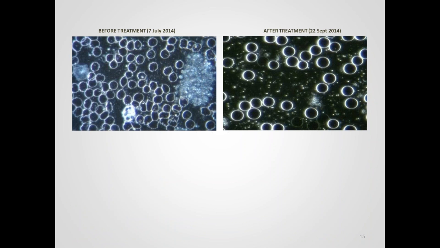Okay, and you can also see the shapes of the cells here. There's a really dramatic improvement here. The shapes of the cells on the image on the right-hand side, all the little red blood cells are nice and round and regular, whereas on the left-hand side you can see that there's a large number of them that are irregular in shape.